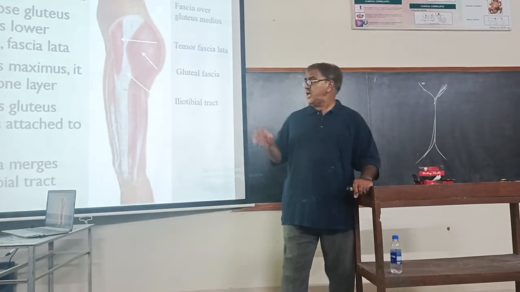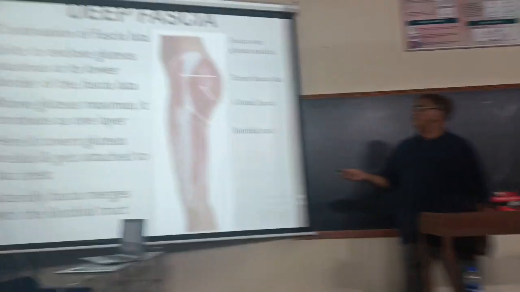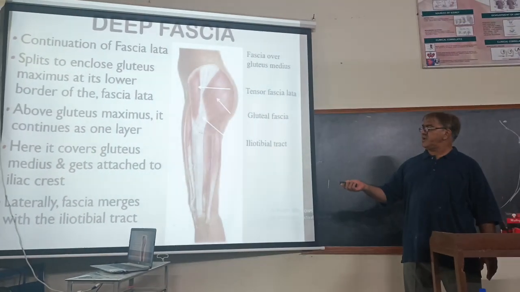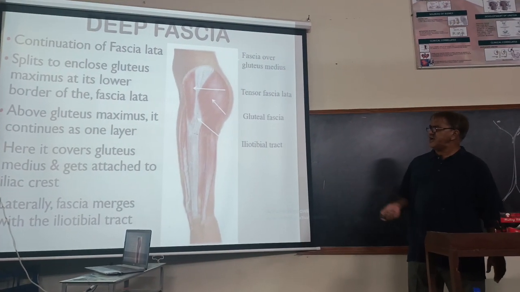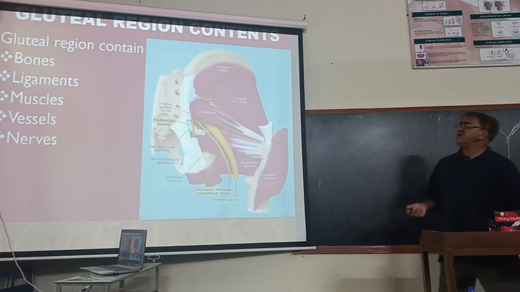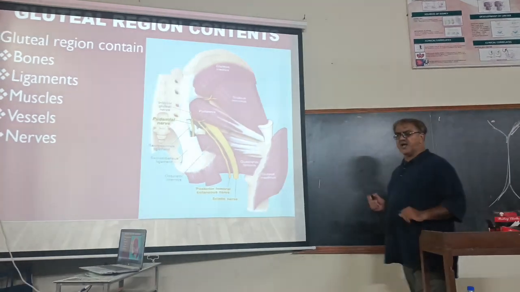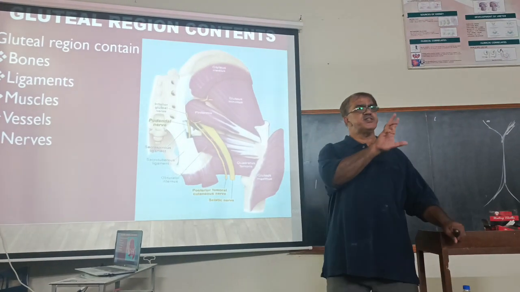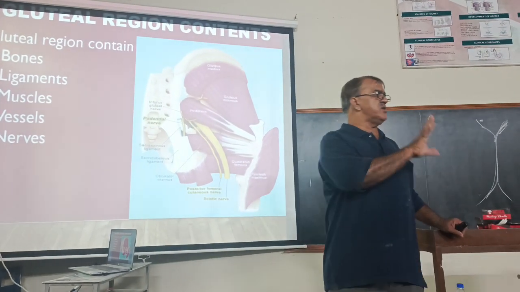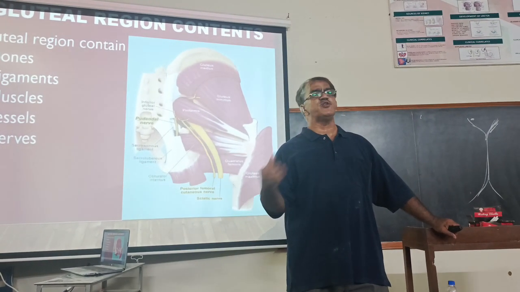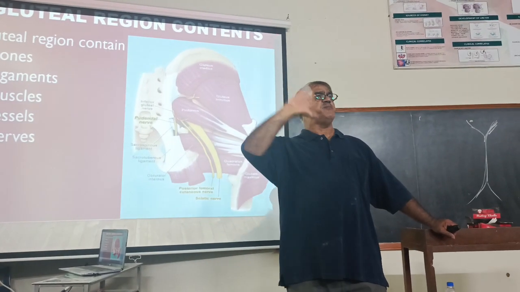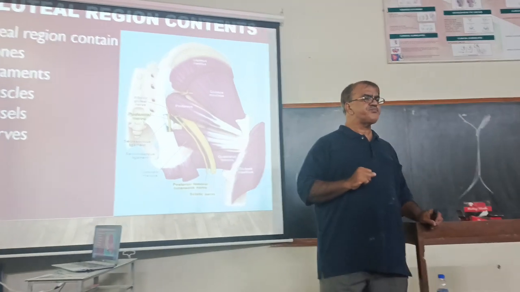Okay, so see here that above the gluteus maximus it is continuous as one layer, and here it covers gluteus medius and gets attached to the iliac crest. This is actually the attachment of the deep fascia. So see here. Now what happens then? Gluteus maximus taking origin from the ilium, sacrotuberous ligament and sacrum goes to be inserted 25% over the gluteal tuberosity, 75% in the iliotibial tract.